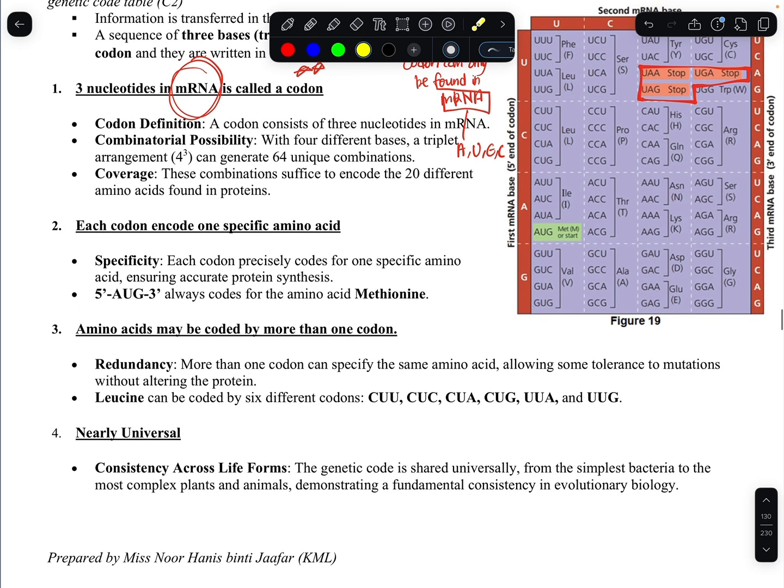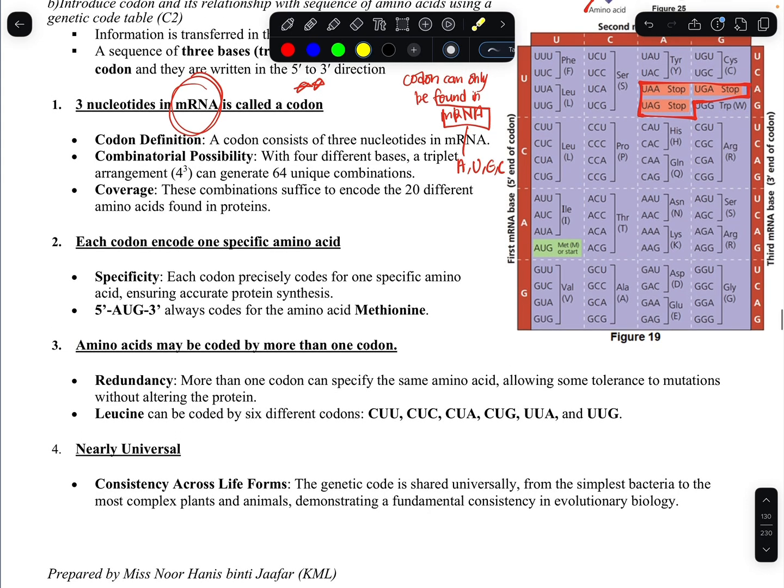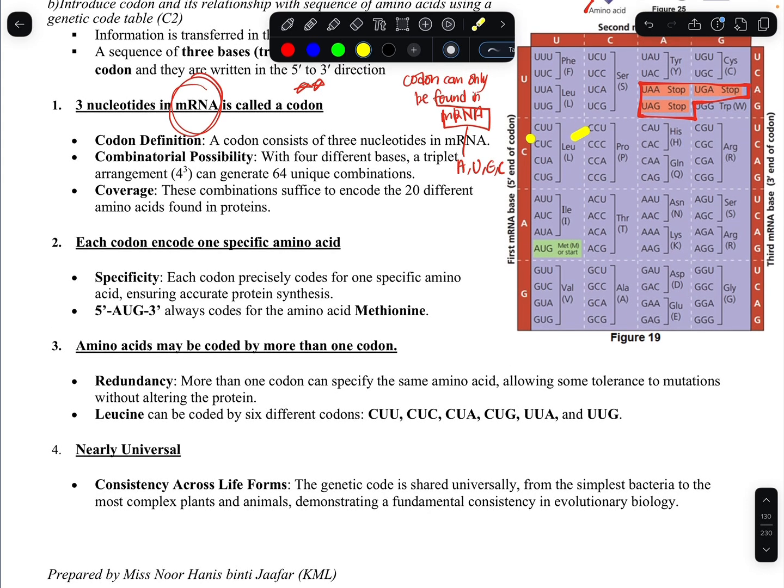Okay, tapi kamu kena tahu juga untuk satu amino acid itu boleh dikodkan lebih daripada satu codon. Apa maksudnya? Contoh, kita tengok dekat sini, leucine. CUU, code for leucine. But it's not just CUU can code for leucine. CUC pun leucine. CUA pun leucine. CUG pun leucine. Itu maksudnya untuk point number 3. Amino acid boleh code or may be coded by more than one codon.